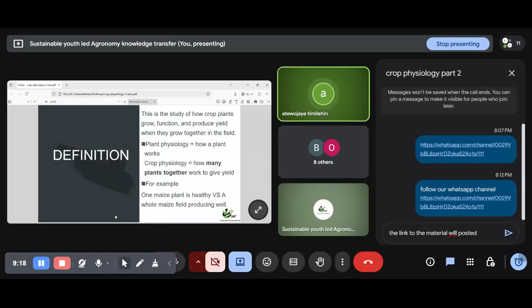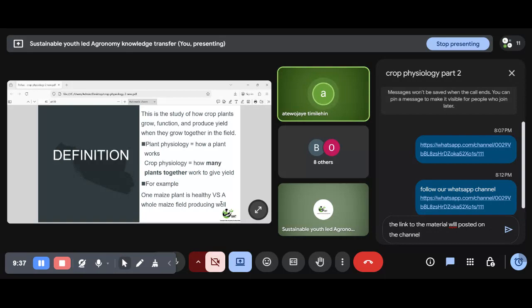So we can see that it came from someone using water to conduct an experiment, and later on we started having so many experiments coming on. So what is crop physiology? This is the study of how crop plants grow, function, and produce yield when they grow together in the field.